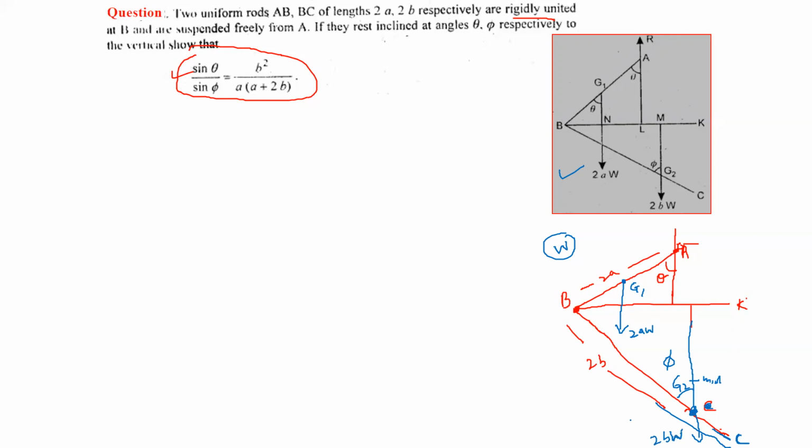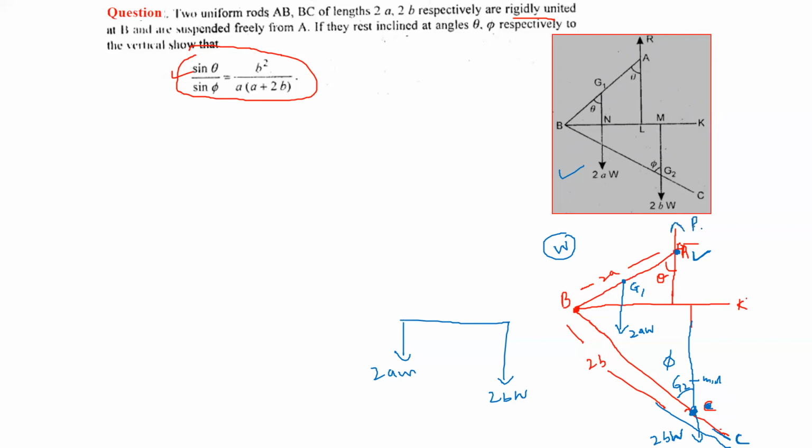Now in the given figure, we have two forces available, 2aW and 2bW, and both are vertical, and obviously they are like parallel. If they are like parallel, then the third force will also be parallel to them. The third force will be at the point A, because at the point A this system is hanging freely. Because these two are parallel, the third force should also be parallel.